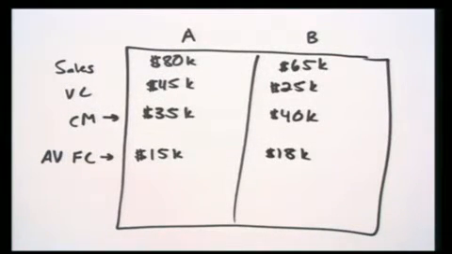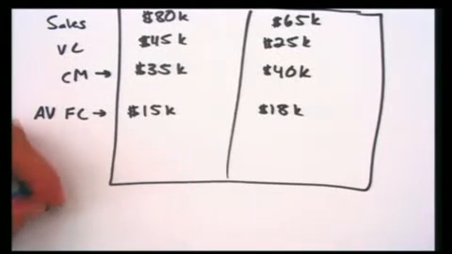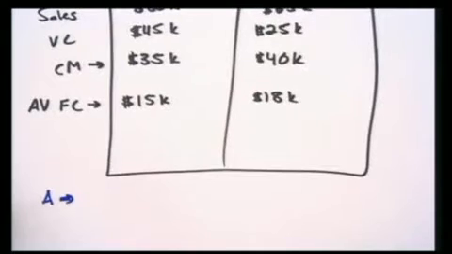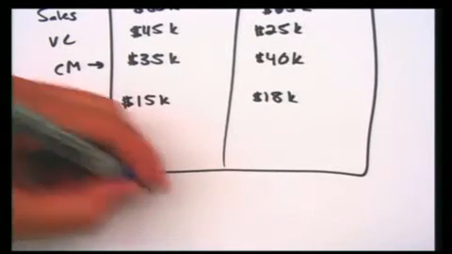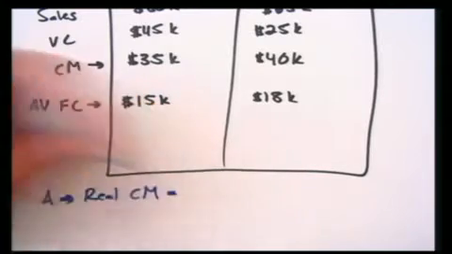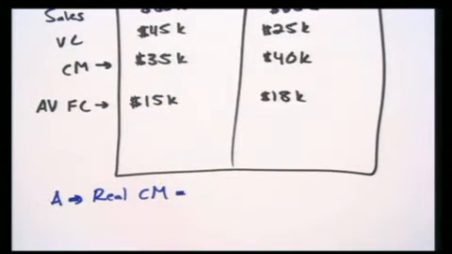Now, what are we going to compute from this? Okay. Let's look at Segment A. What do you always calculate? Good. You calculate what I call the real contribution margin. It's not really a real term, but it's something I made up, and so I'm going to patent that.